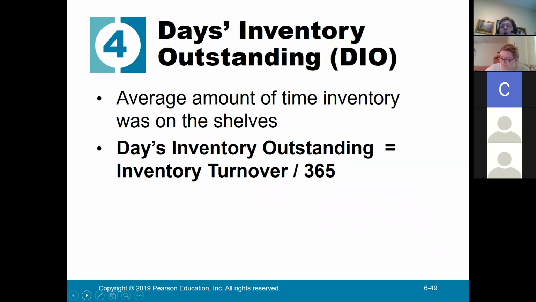Now, once you know what your inventory turnover is, it's not hard to calculate your days inventory outstanding. This is how many days, how much time it spends on the shelf. All right. You take the inventory turnover and divide by 365. Wait a minute. That's backwards. Okay. It's 365 divided by inventory turnover. Sorry about that. I didn't catch that as I went through these. So we'll tell you how many days they were on the shelf.